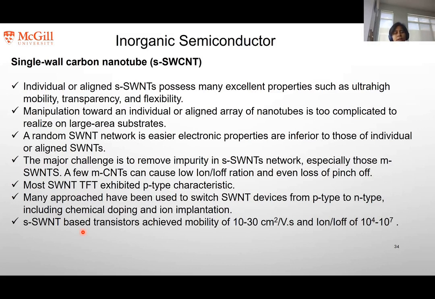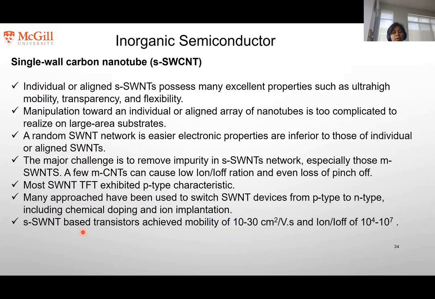Most single wall carbon nanotubes are p-type in nature. There are many approaches to switch single wall carbon nanotubes from p-type to n-type. There is chemical doping, and there is the ion implantation method.